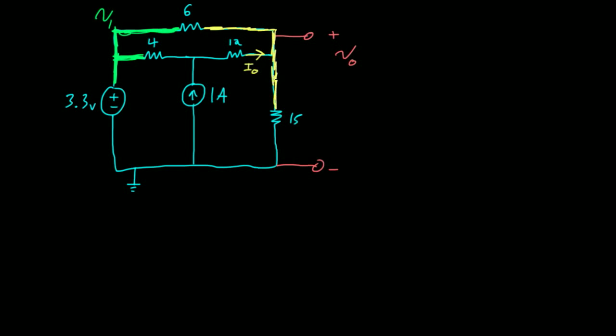And notice that with respect to ground, this voltage over here, I wanted to know what V out is, what V0 is. So I'm just going to call this node my V0 node. That's what my V0 is going to be. And then I've got this node in here, everywhere along this whole section. That's all going to be the same voltage. So I'm going to call that V3.